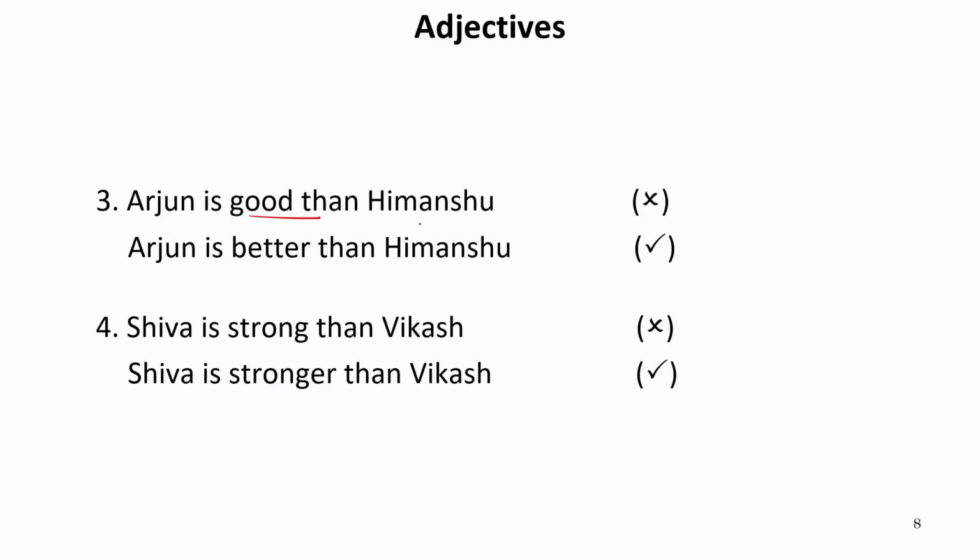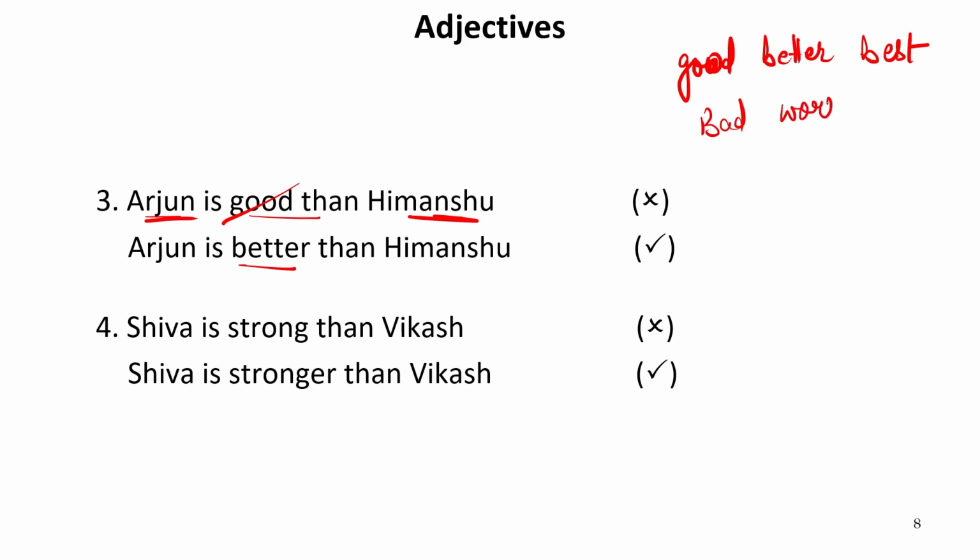Arjun is good than Himanshu. Again, the sentence is incorrect because Arjun is being compared with Himanshu. So in this case, we'll write comparative degree of adjective and the comparative degree of good is better. So good is a positive degree, comparative degree of it is better, and superlative degree is best. Now, if I have a word bad, the comparative degree of bad is worse and superlative degree is worst. So these are predefined words.